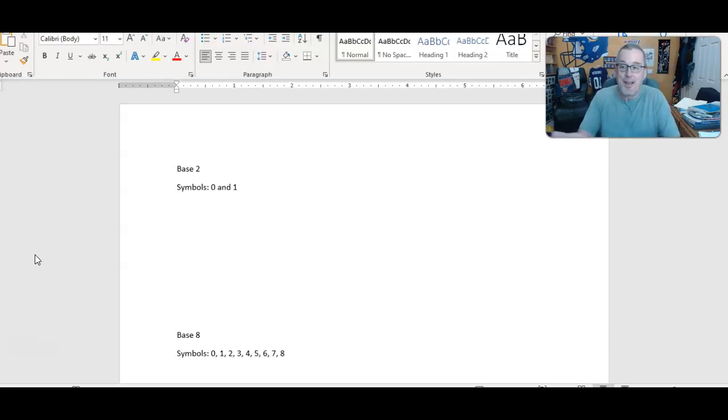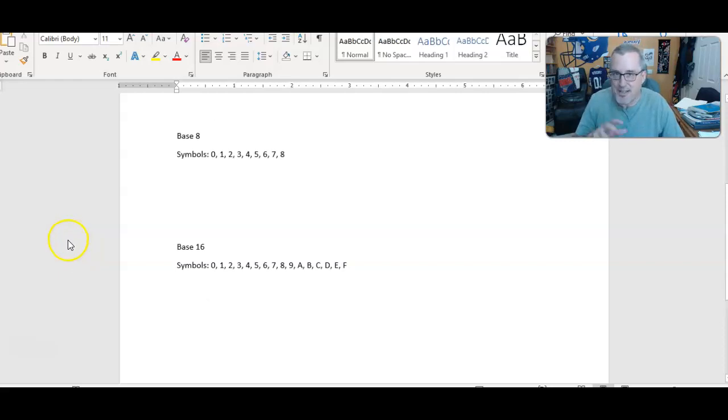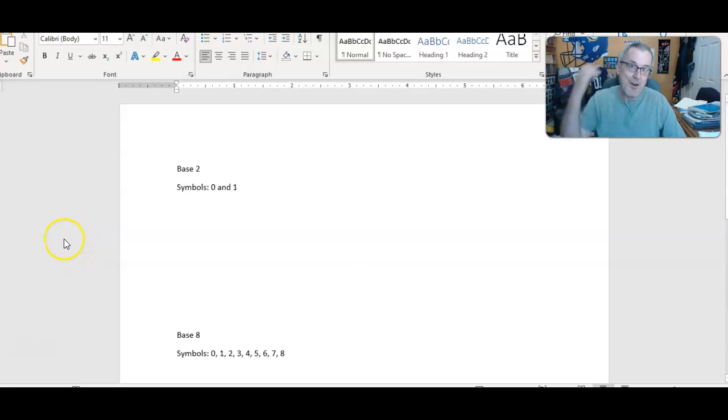where they may need, as you see on this screen, base 2 binary numbers. They may need base 8, or they may even need, if they're going into computer programming stuff and technical things like that, base 16. And so how's the thinking?